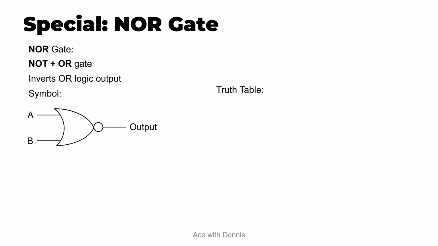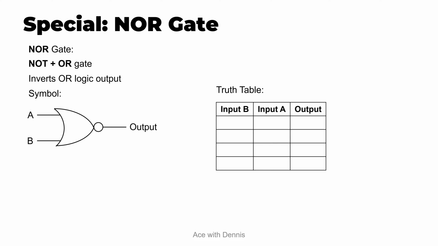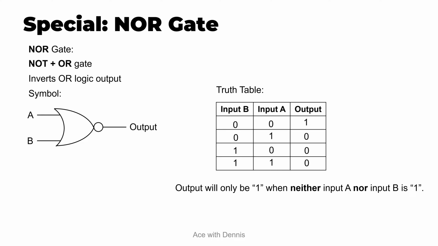So here's the truth table, since it inverts the OR logic output. When input B and input A are both 0, the output will be 1. 0, 1, the output will be 0. 1, 0, the output will be 0. 1, 1, the output will be 0 as well. The output will only be 1 when neither input A nor input B is 1. Hence, the output equals A plus B, bar.